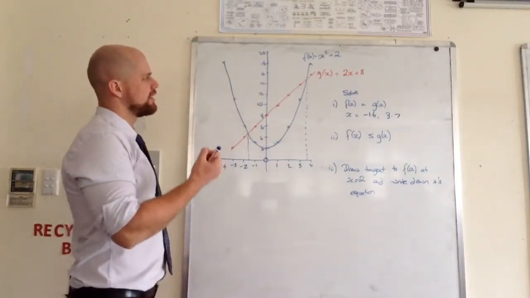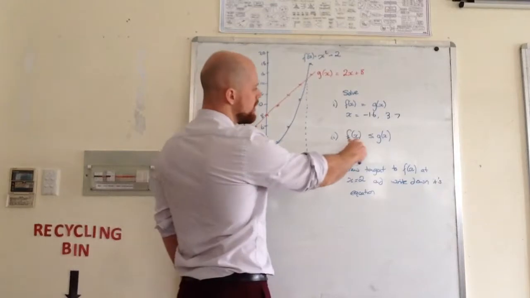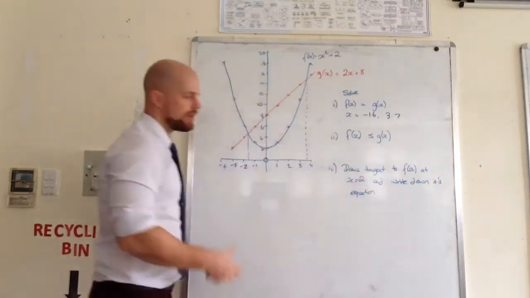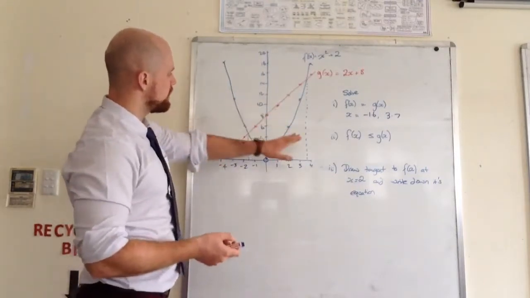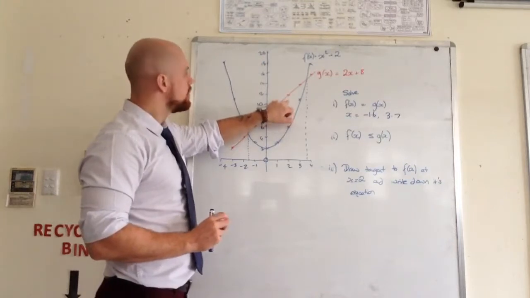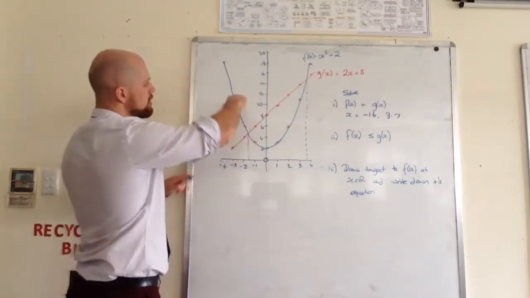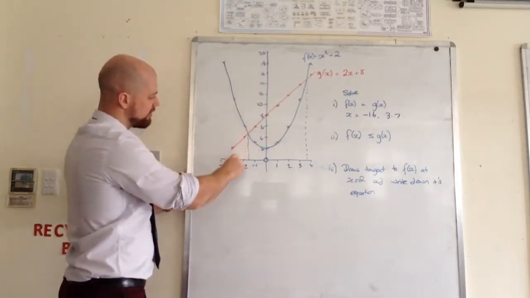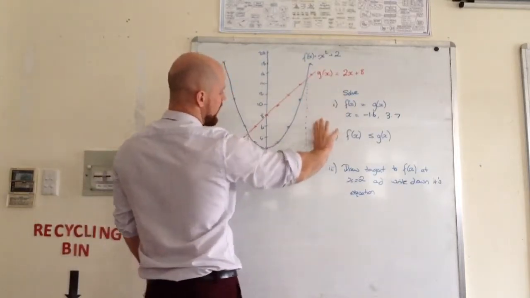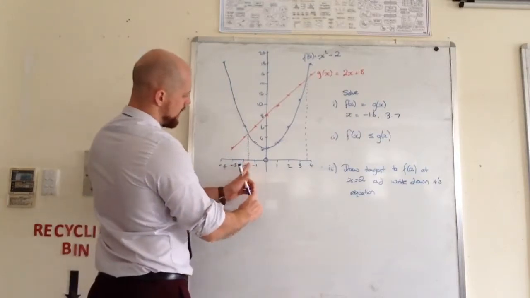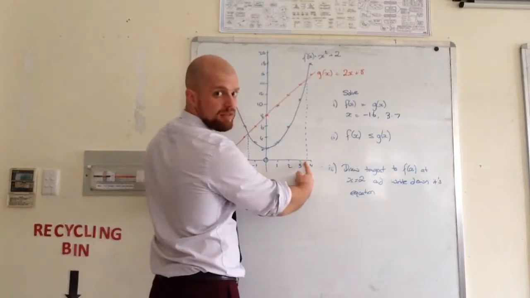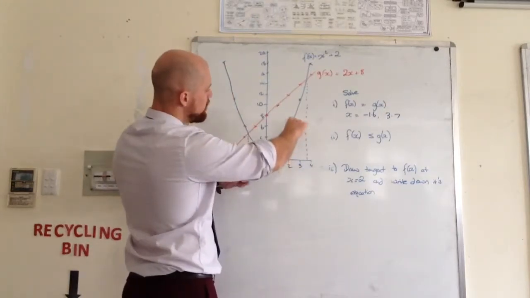Now, in the second part of the question, we have an inequality. f of x is less than or equal to g of x. So what that means is I want the graph, the blue line, f of x, to be smaller than the red line. So if you look here, for example, the blue line is bigger than the red line for a given value of x. So we're not looking at this bit. Same theory, we're not looking here.